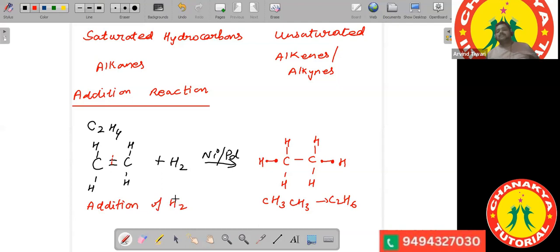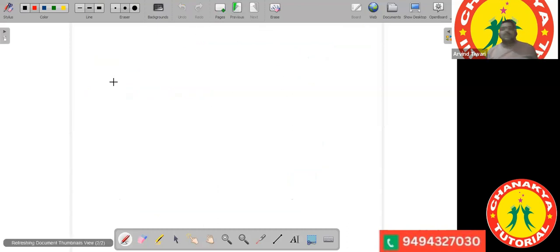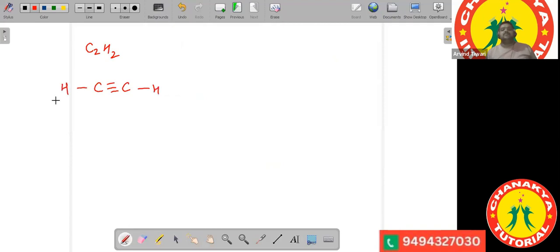I will tell you why it's important. Now all the alkenes can go for this, and alkynes can also go for the addition reaction. In a similar way, you can take an alkyne, CHCH, C2H2, which we took as an example yesterday. The structure of C2H2 will be like this: C, H, and H.